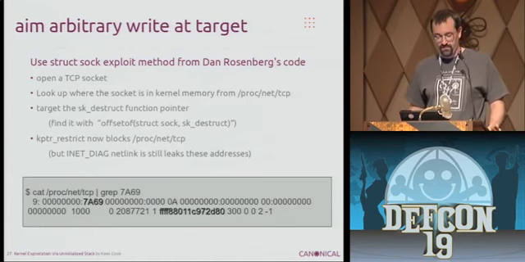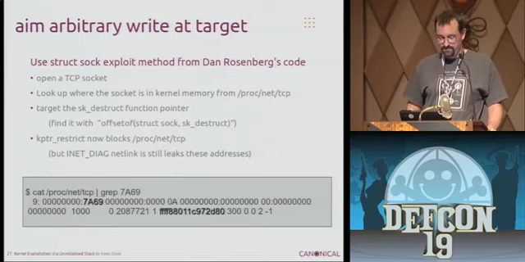In modern versions of the kernel, kptr_restrict now blocks /proc/net/tcp, but you can still get the same information out of a netlink thing that is still open. So you just have to modify your code a little bit.